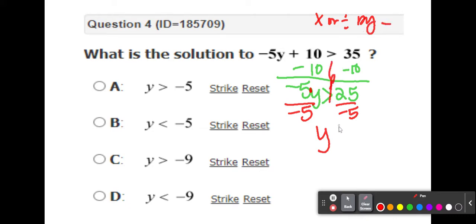That's the piggy tail. So we're going to flip it to a less than, and positive 25 divided by negative 5 is a negative 5. So you've got to remember flipping your signs.